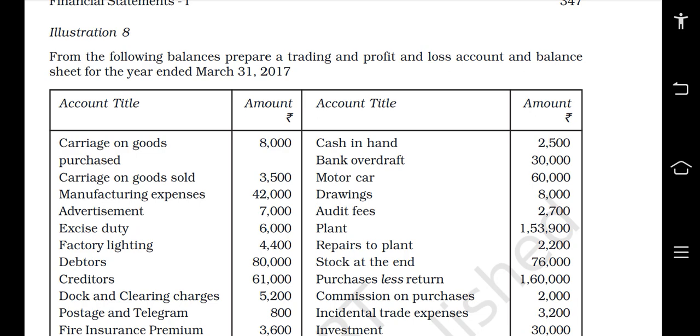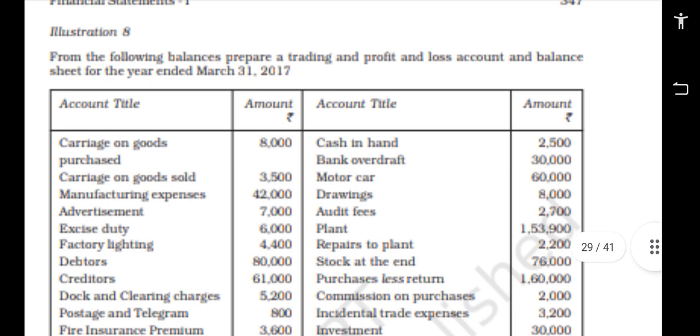Today we are going to discuss illustration 8. In this illustration, they're asking us to prepare trading and profit and loss account and a balance sheet for the year ended 31st of March 2017. So we have to prepare one trading and profit and loss account and balance sheet. We already discussed account and balance sheet also.